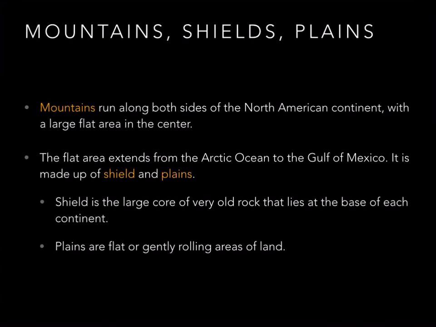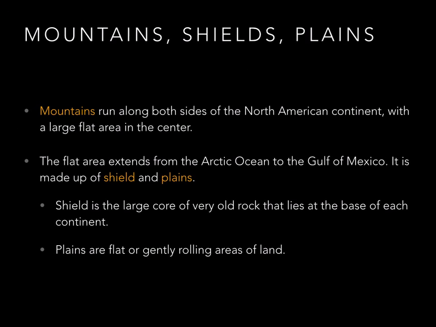Physical features: mountains, shields, plains. On the North American continent, mountains run along both sides, with a large flat area in the center. This flat area extends from the Arctic Ocean in the north to the Gulf of Mexico in the south. It's made up of what we call shield and plains. Shield is a large core of old rock that lies at the base of every continent, and plains are flat or gently rolling areas of land.